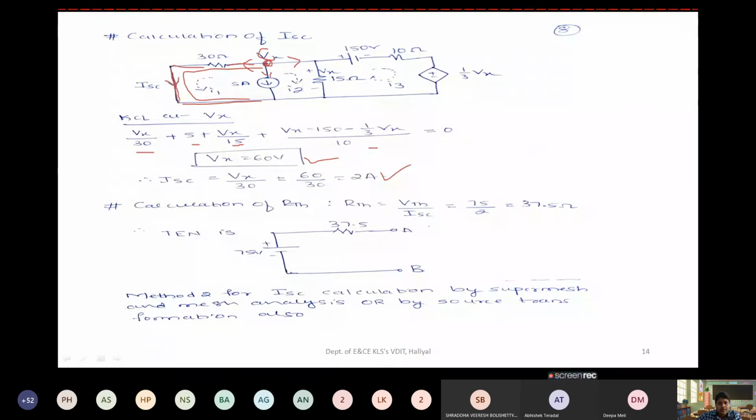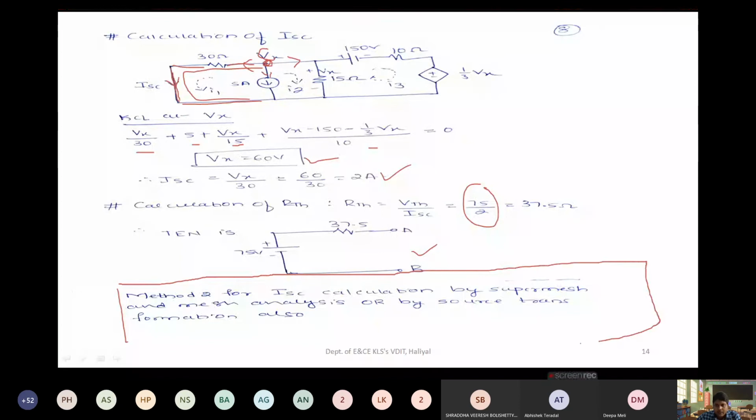Okay. So next part is simple, that is RTH you have to calculate. So what we will get is 37.5 ohms. Okay. VTH is 75, what we got. So if you do this, you will get this, and you have to do this. So there are other methods which are possible.